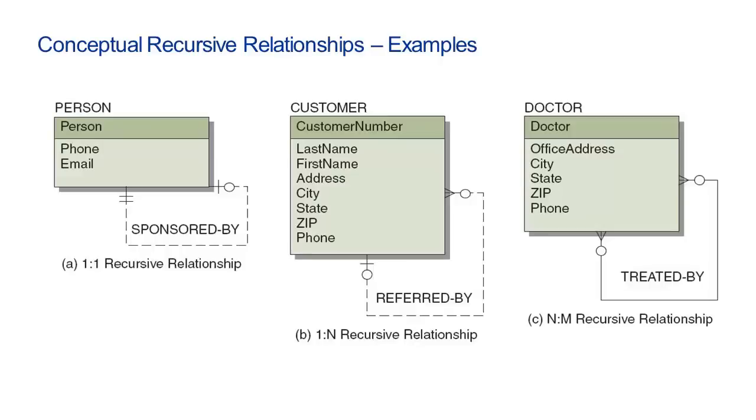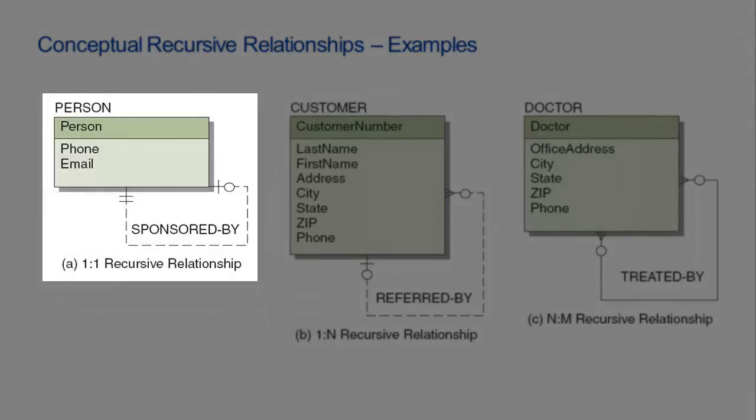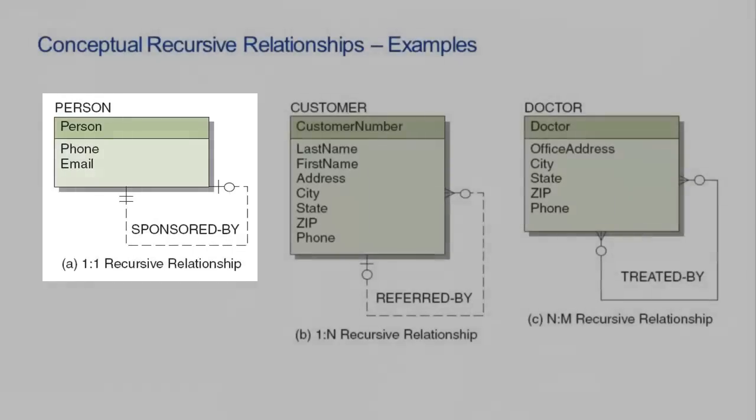So on the coming slides, we will consider these three conceptual recursive relationships. In the first example, we have a sponsorship relationship, which is a one-to-one recursive relationship. In this case, each person in the table is sponsored by 0 to 1 other people. That is, they can be sponsored by at most one other person.